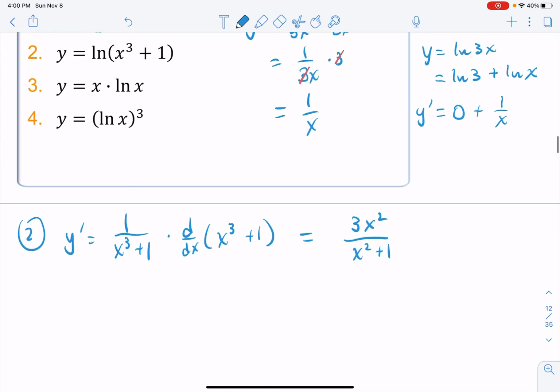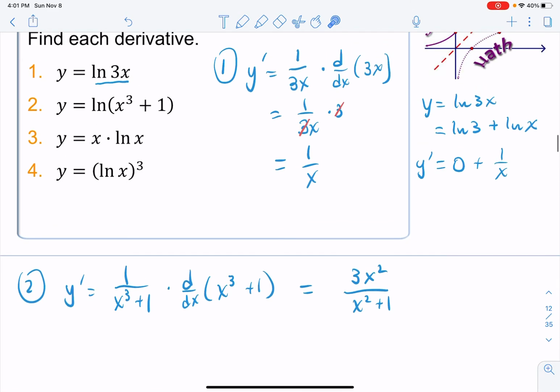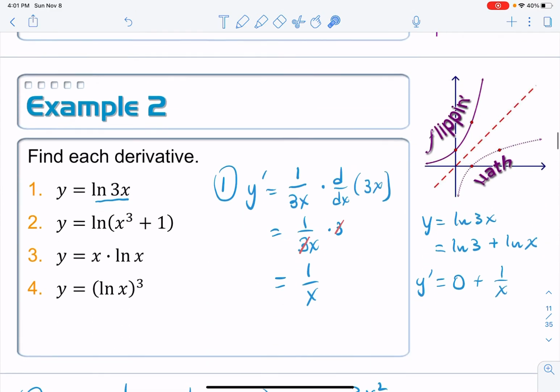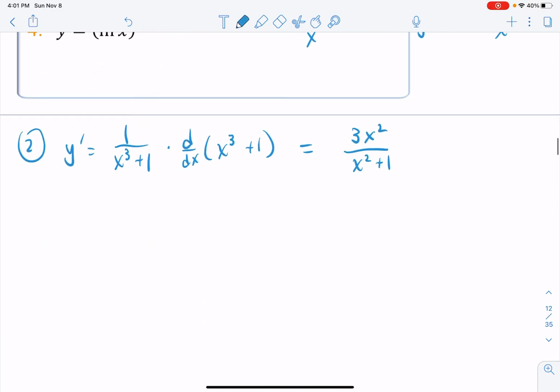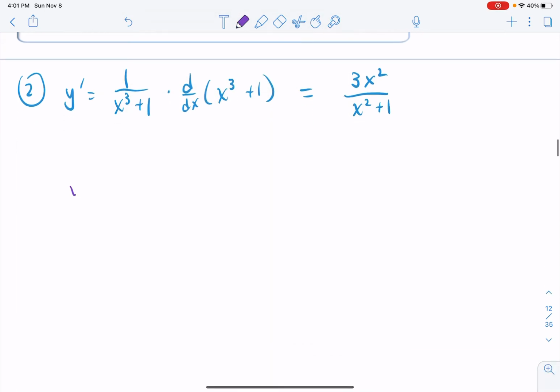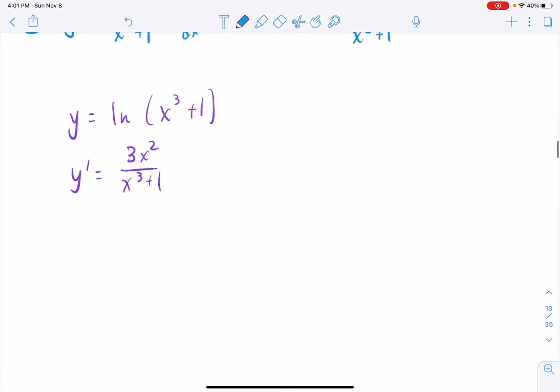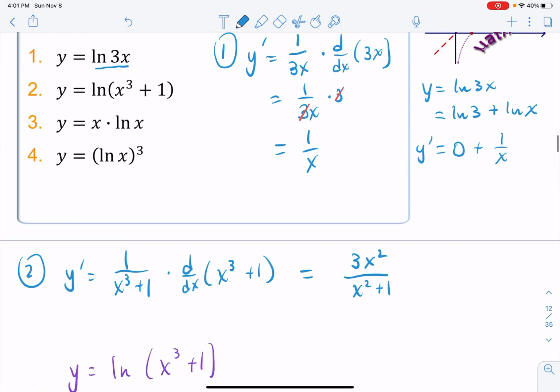Now I'm really doing some extra stuff here that I don't think is necessary, especially when you get some experience doing some of these things. We talked about how the derivative here is just u prime over u, so why don't I just do that? If y is equal to the natural log of x cubed plus 1, why don't I just say the derivative is equal to, hey, what's the derivative of the interior? It's 3x squared over the interior. And just do it in one step. That's what I would encourage you to do. Save yourself some time.